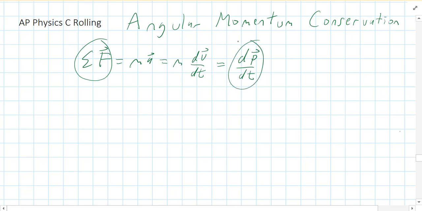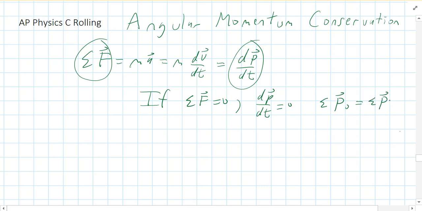If the object is speeding up, slowing down, or turning, its momentum is changing, and a net force must be acting on it. Now, if net force equals 0, then dp/dt has to equal 0, which means the momentum of the system is not changing. Therefore, the total momentum before the interaction would have to be the total momentum after the interaction. So that's where conservation of momentum comes from. And that's a result of Newton's third law.